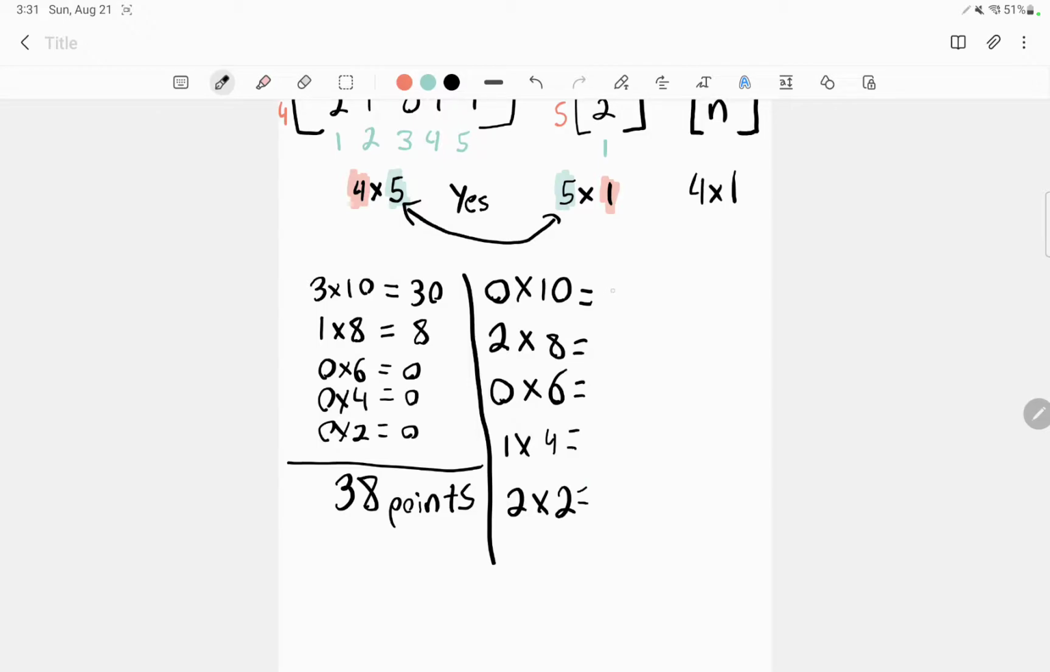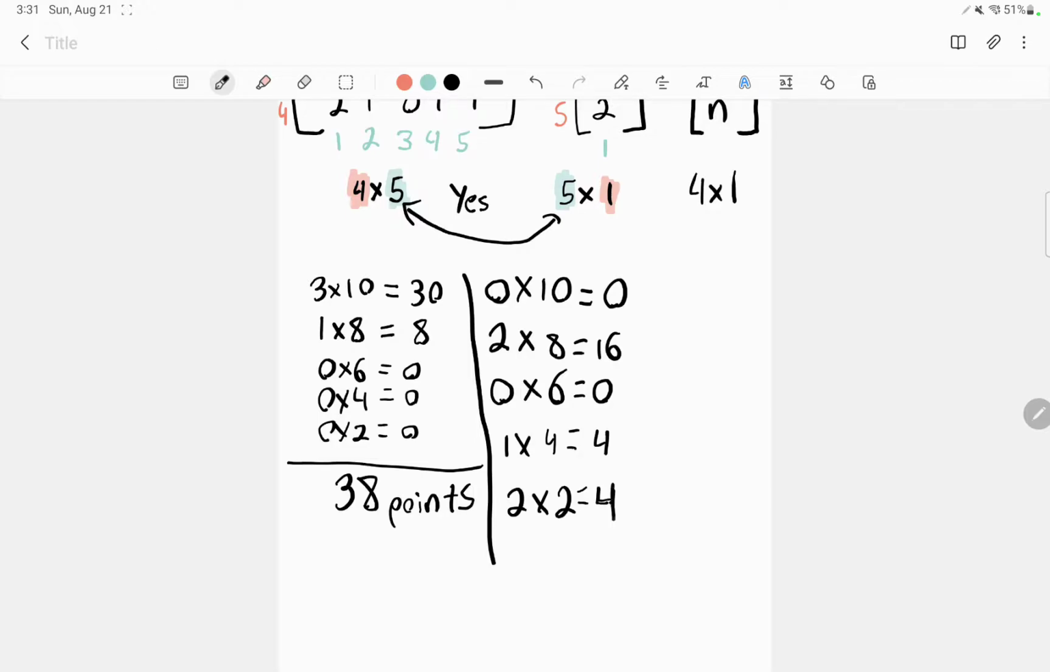So now we just have to figure out what it is. 0 times 10 is 0. 2 times 8 is 16. 0 times 6 is 0. Now, 1 times 4 is 4. And 2 times 2 is 4.